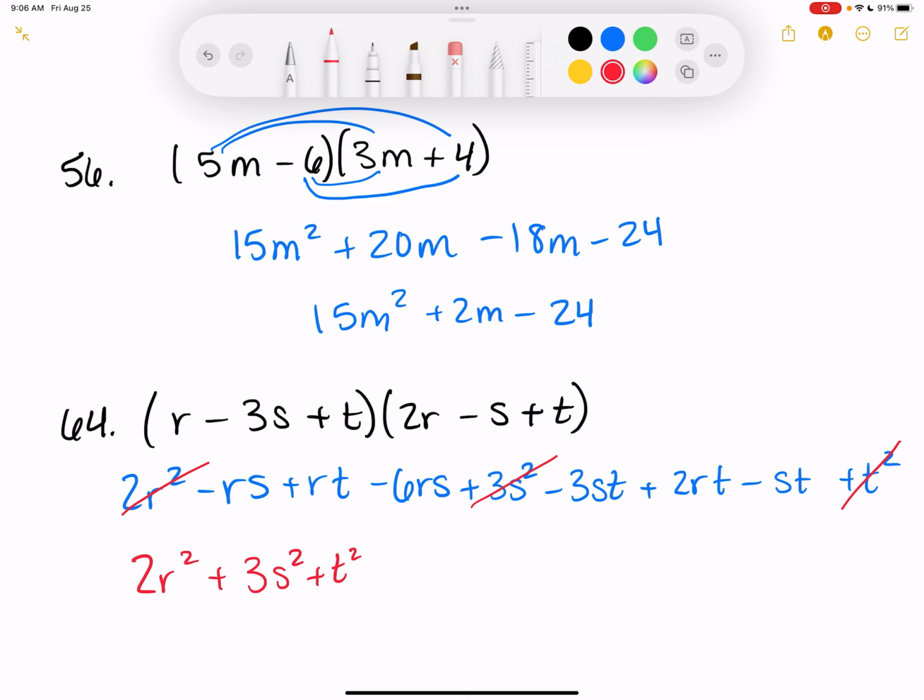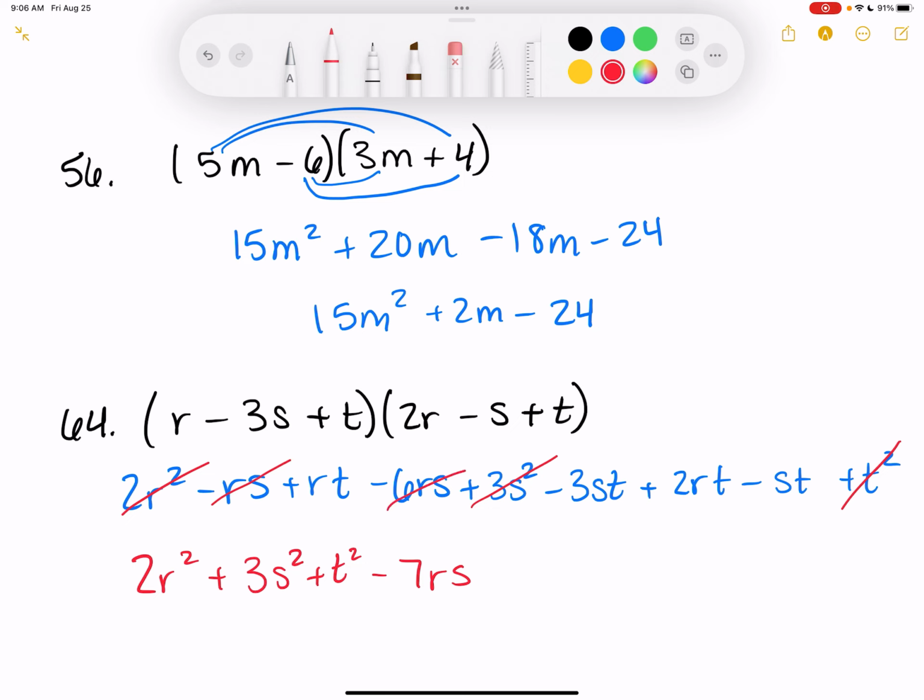Then, as much as possible, I like to stay in alphabetical order, but when it's a lot of different letters, it's a little bit more difficult to do that. So I'm going to start with this rs here, negative rs, I mean. I'm looking to see if any other terms have just an r and an s, and I see that negative 6rs does, so that's going to be minus 7rs. I'm going to cross that one off.